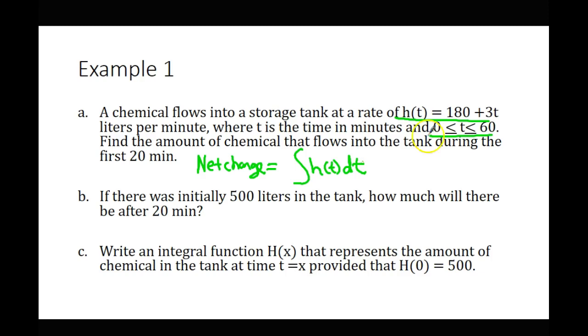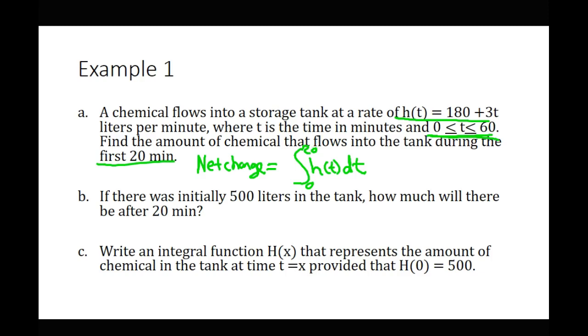So t is defined from 0 to 60, but they want us to find just how much flowed in after 20 minutes. So we're going from 0 to 20. Basically you have this chemical flowing into a tank, and it's flowing in faster and faster every minute. Okay? And our goal is how much will be in there after 20 minutes. That's what we're answering. And the way you do it is you integrate the rate from 0 to 20.